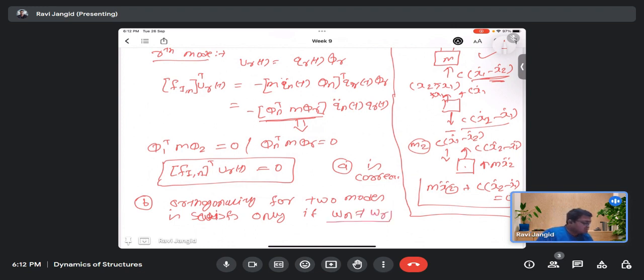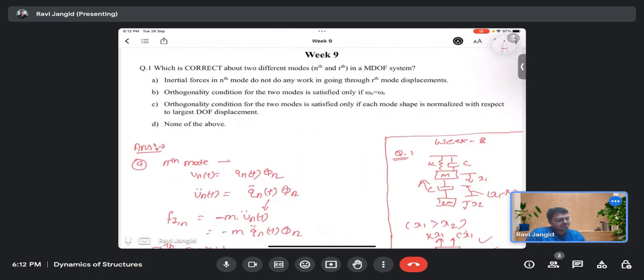Okay, so my orthogonality will be satisfied only when my two modes are different modes, the nth and the rth mode. At that time it will be satisfied. So option B is wrong. Option A is okay, option B is not okay. Now let us discuss option C.